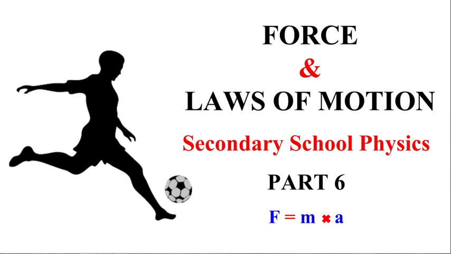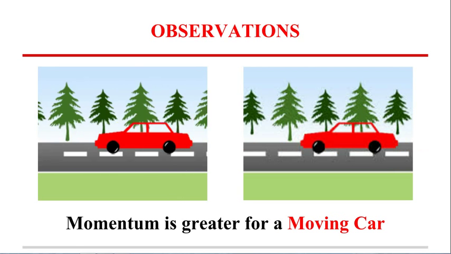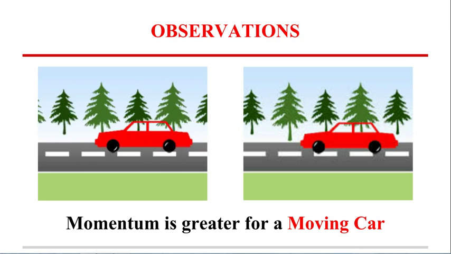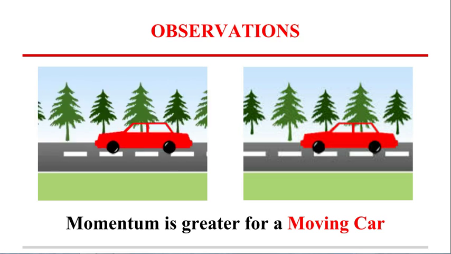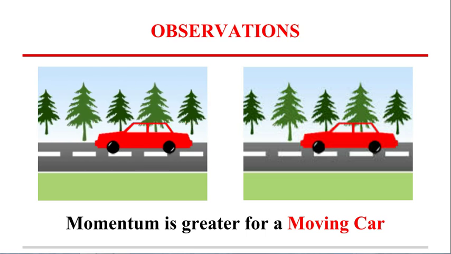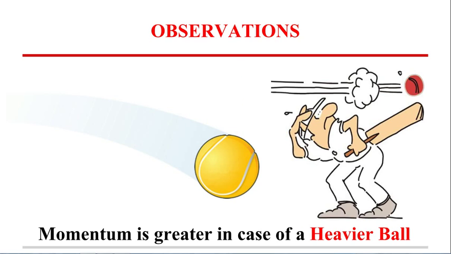Force and Laws of Motion, Part 6, Newton's second law of motion. In the previous video, we have studied how momentum depends on the mass and the velocity of a body. The momentum is greater for a moving car compared to the momentum of a stationary car. And in case of two balls moving at the same velocity, momentum is greater in the case of a heavier ball.